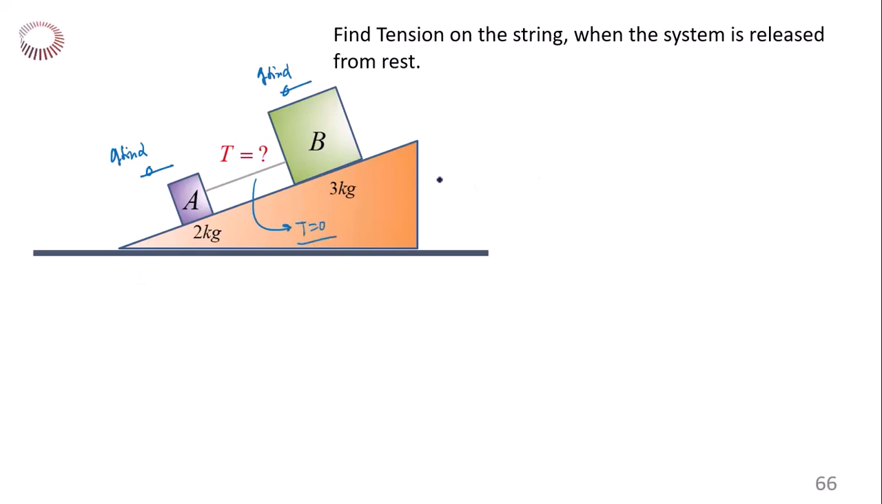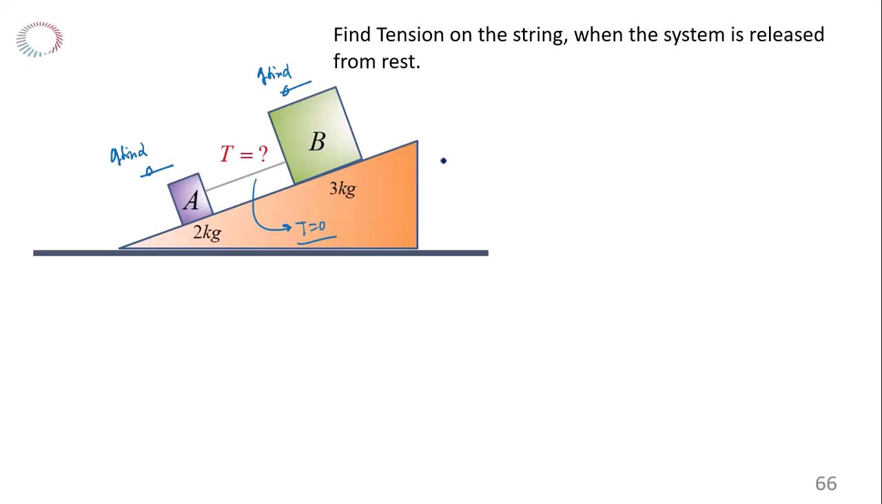Both tension and normal force will only come into the picture whenever bodies A and B are moving with two different speeds. And that can only be possible whenever there is friction. Only when there is friction, the speeds of bodies A and B may not be the same.